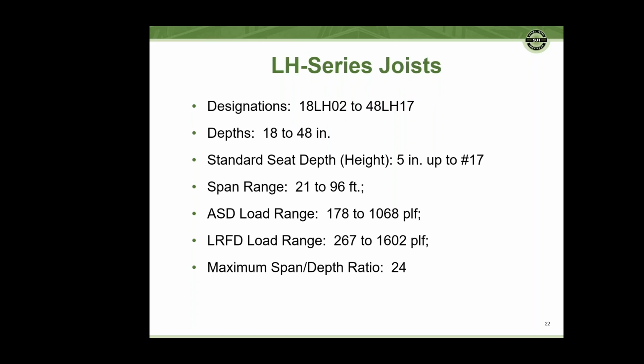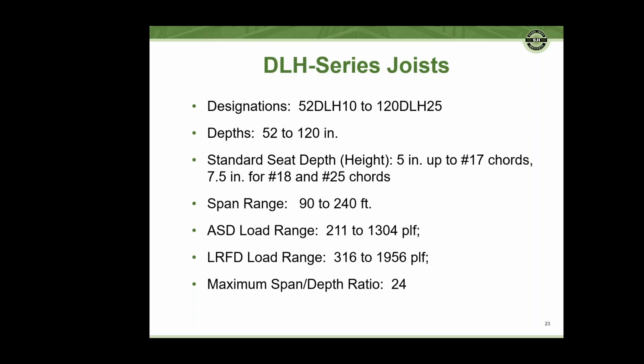So 30K at 30 inches deep times 24, then divide by 12, we get to 60 feet as a maximum span. Here's a similar slide for the LH series, which ranges from 18-inch joists to 48-inch deep joists. A difference between K and LH is that the K jumps through the increments of depths in 2-inch increments. The LH starts out with a 2-inch jump, but then goes on to 4-inch jumps, and then even greater as we get to some of the very deep ones. The bearing seat depth standard is 5 inches for the chord numbers up to LH17, so that encompasses all of the LH series. The spans go up to 96 feet long, and the load carrying capacities are a little bit greater than what we could find with K series, going up to 1,068 PLF for ASD and 1,602 for LRFD.